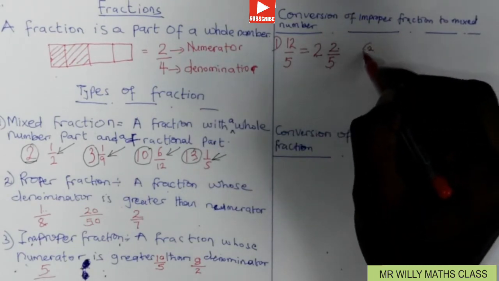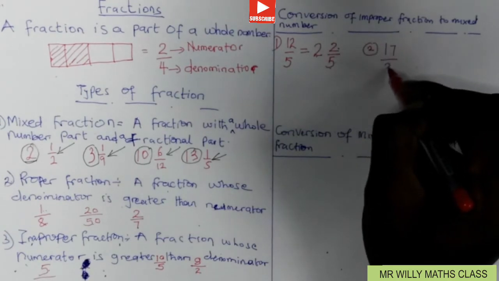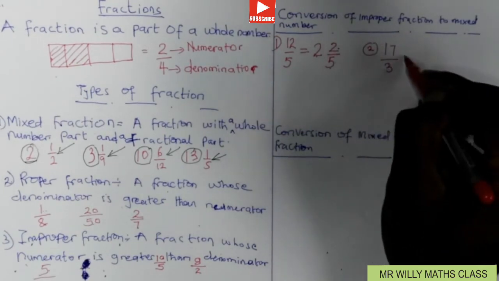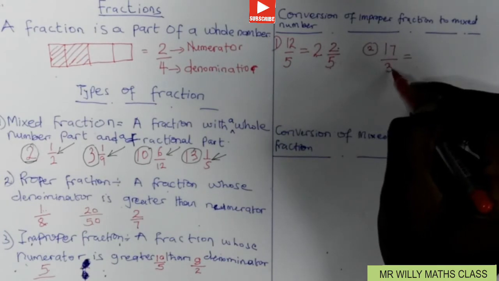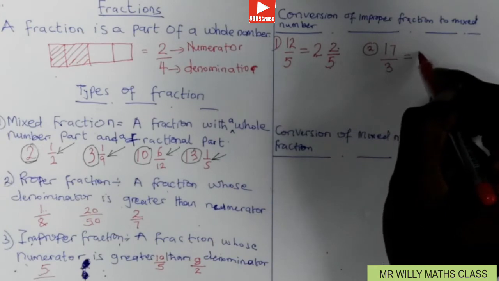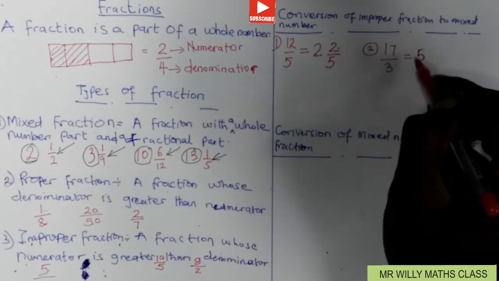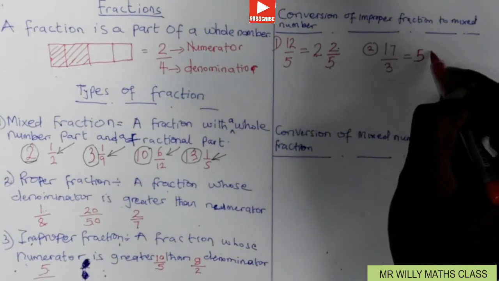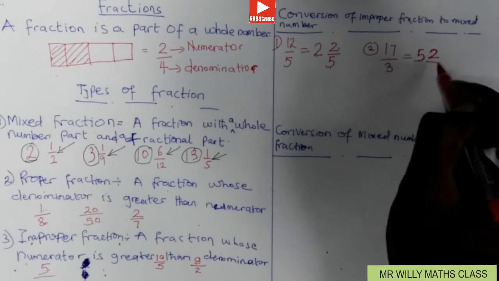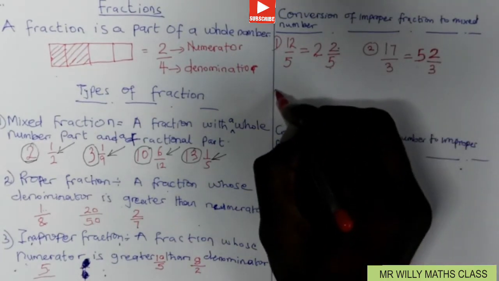Let's take another example. Let's assume that you have something like this: 17 divided by 3. That is an improper fraction. You will use the denominator, which is 3, to divide the numerator. How many 3s can you see in 17? That will be 5. 3 times 5 is 15. So 3 will go in 17 five times. Remainder what? Remainder 2. Your remainder will be your numerator, divided by what? Divided by 3.